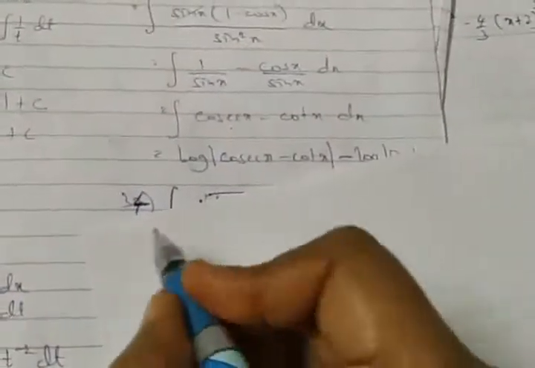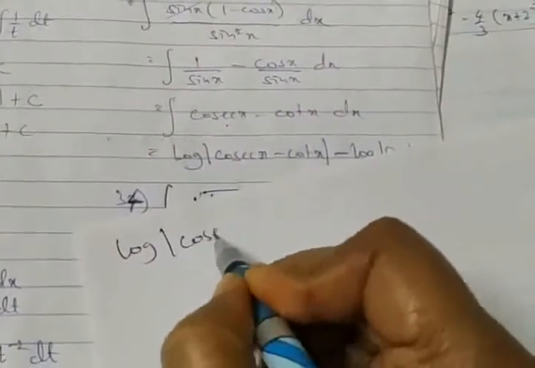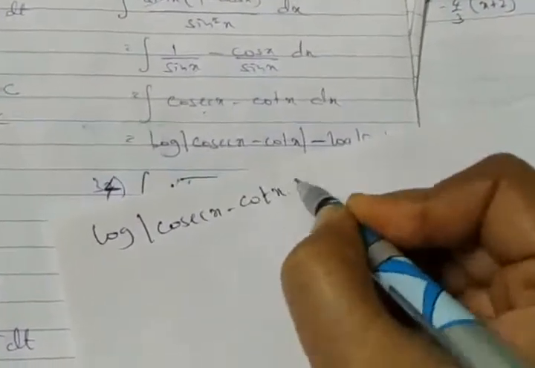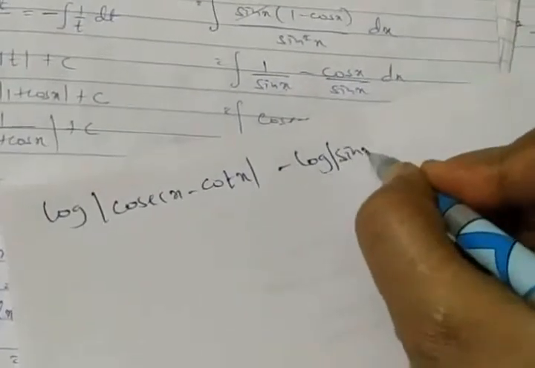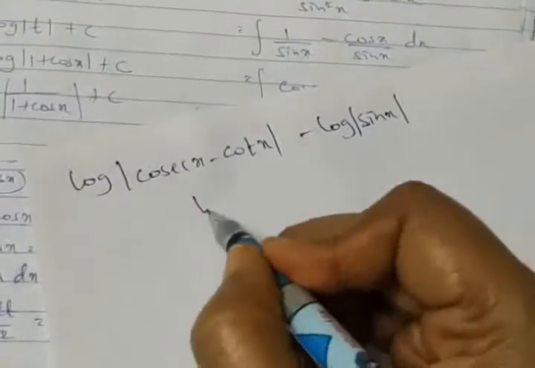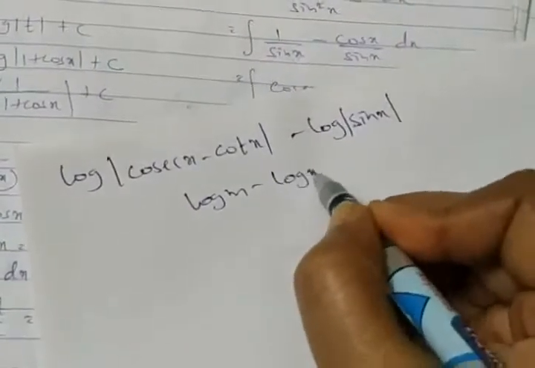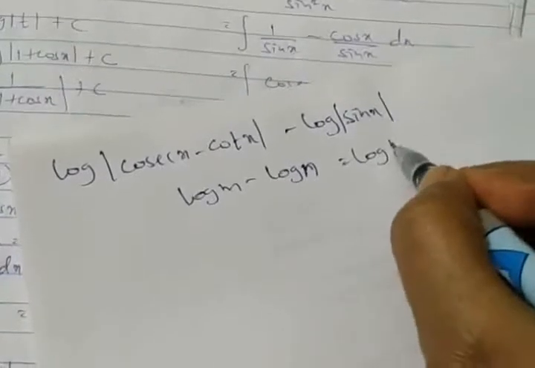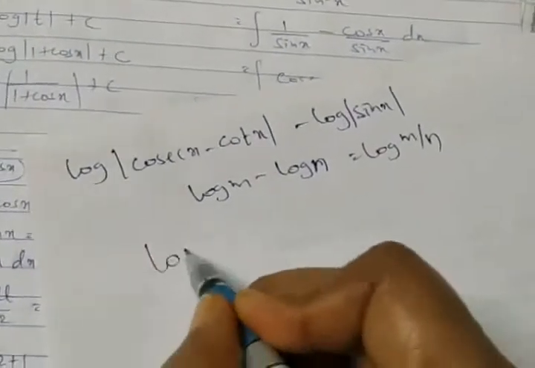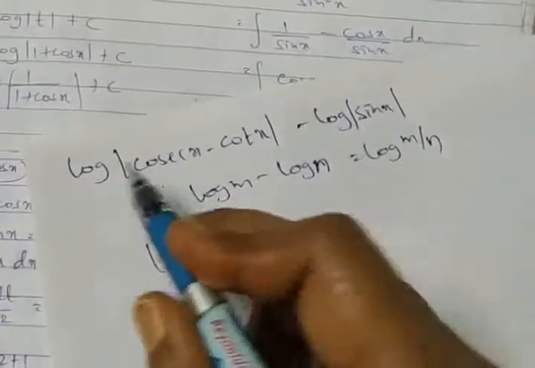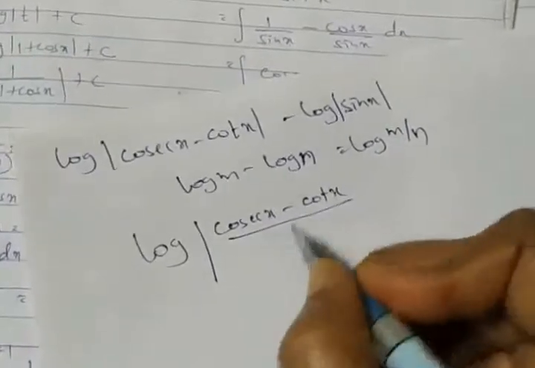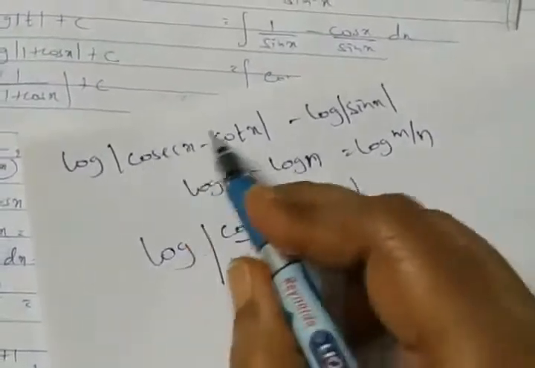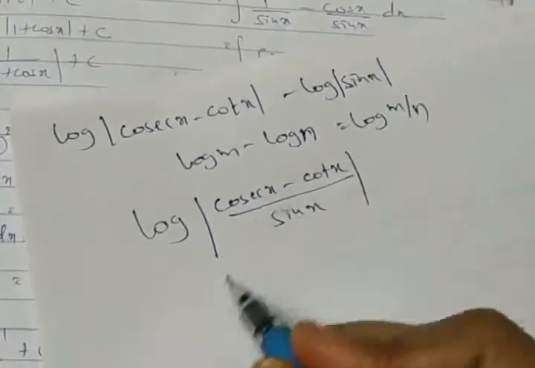This term we write now as log mod of cosec x minus cot x, minus log mod of sin x, isn't it? So the constant term exists, no doubt. Okay. So this is nothing but log m minus log n, which can be taken as log m by n. So definitely I would like to shrink here for the log term, and I should say it is log, within a mod sign, cosec x minus cot x, denominator sin x. Log m by n.